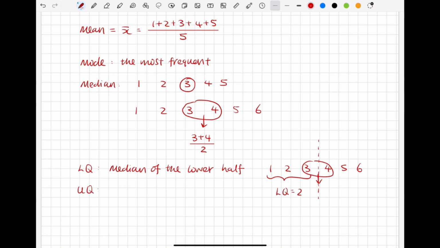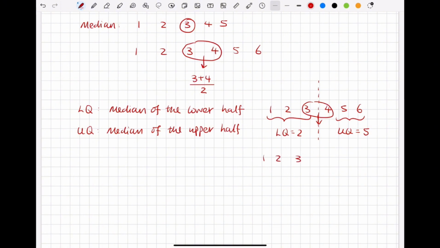Similarly, upper quartile is the median of the upper half. So the upper quartile is going to be 5 in this case. If there is an odd number of data, for example 1 to 7, the median is 4. We are excluding this number, and then the lower half is 1, 2, and 3. The lower quartile is going to be 2, and the upper quartile is going to be 6.